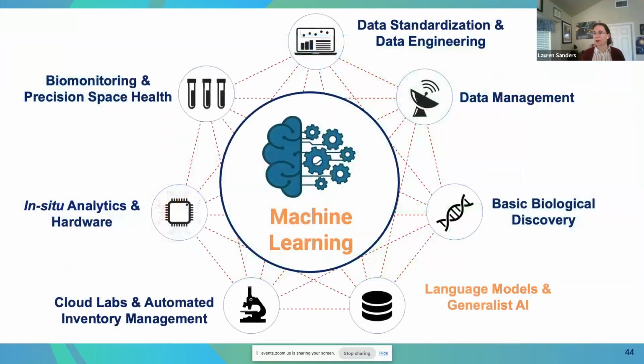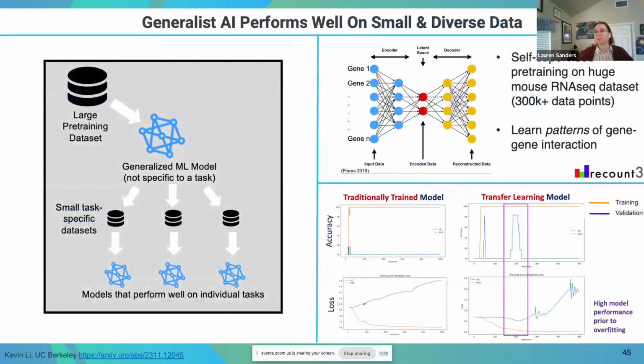So thinking about how machine learning can impact basic biological discovery, we've also been moving into how the new large language models and generalist AI can impact basic biological discovery as well. Our goal here is to start with a large pre-training data set, create a generalized machine learning model that understands the aspects of biology within that domain, and then refine it on small task-specific data sets. And what I'll point out here is all of this is dependent on having access to enough data and having that data be open and standardized and available.